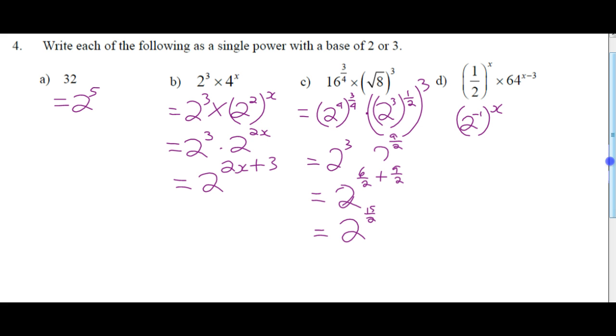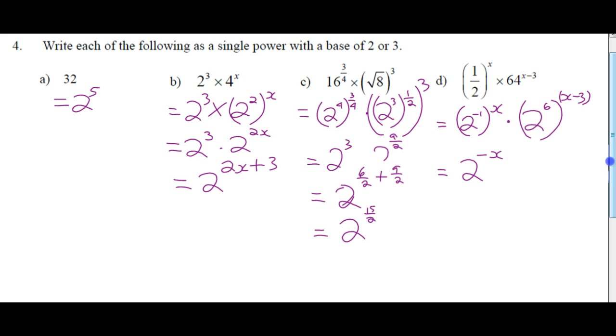What's 64 as a power of 2? Yeah, we already did this, right? It's 6. And then that's raised to the x minus 3. Throw brackets around the x minus 3 just so you remember to distribute. So what's 2 to the negative 1 to the x? Well, power to a power, multiply the exponent. So it's 2 to the negative 1 times x, or negative x.